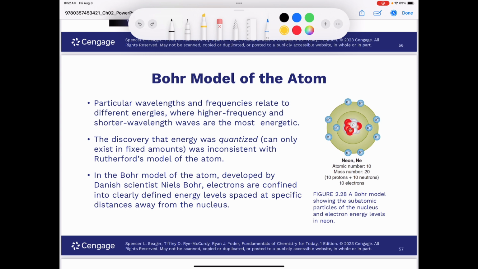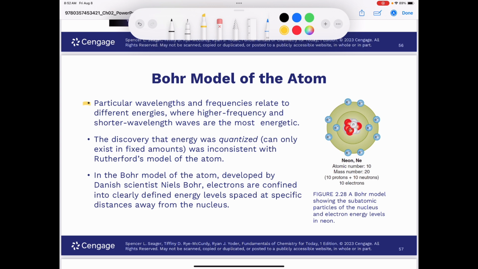I thought this section was on electrons. Well, in order for scientists to understand where electrons are actually found outside of the nucleus, they use light to probe the atom and to figure out where the electrons are. So check this out. It says particular wavelengths and frequencies relate to different energies. I just told you that wavelength is inversely proportional to energy and frequency is directly proportional to energy.